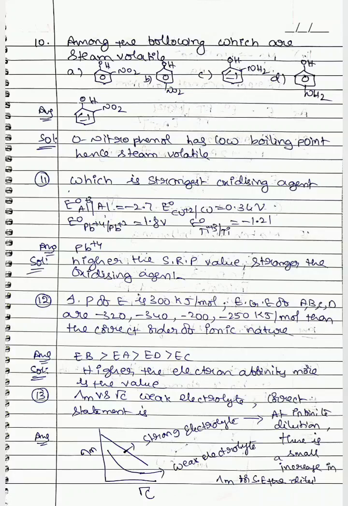The next one, lambda versus root C, when we draw a graph for strong electrolyte, we know we get a straight line with a negative slope, whereas with the weak electrolyte we get a curve. But at infinite dilution there is a small increase in the molar conductivity. It's only for strong electrolyte. So based on this point they have given the question in the JEE Mains.